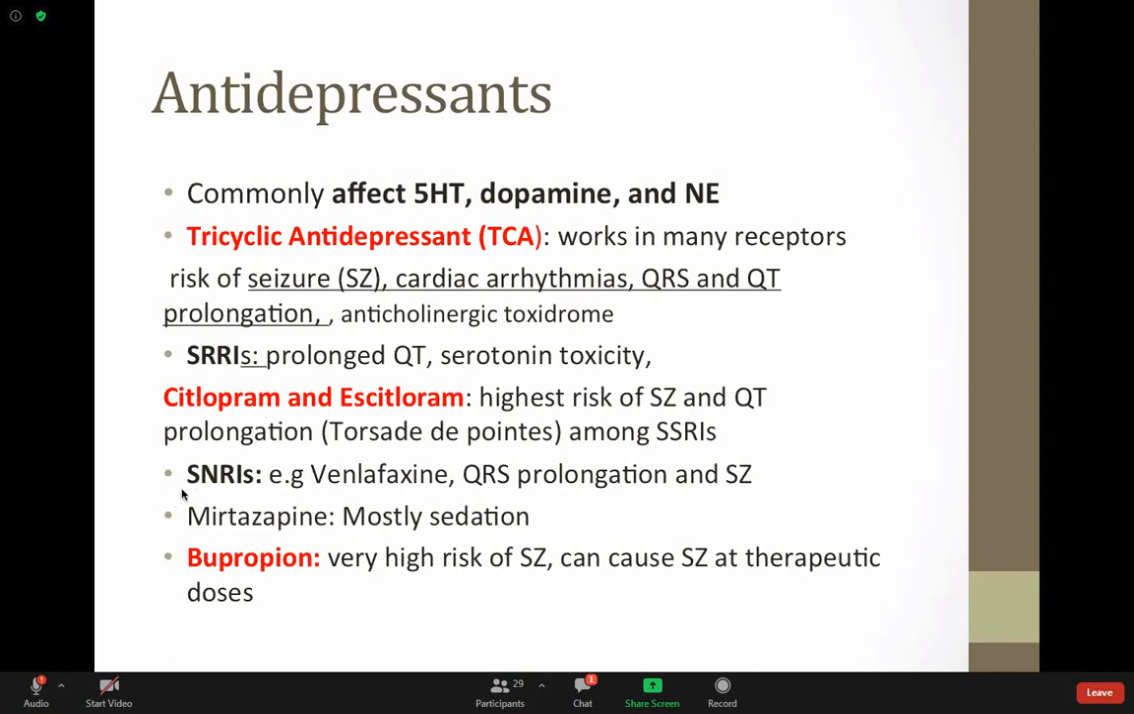There is an atypical antidepressant called mirtazapine, which usually causes sedation in overdose. Usually it's not dangerous. Bupropion is an antidepressant. It causes seizure in therapeutic doses and more seizure in overdose. So if you see bupropion, be ready for treating seizure, and it also causes wide complex tachycardia. We give them sodium bicarb for that. But remember, bupropion is bad for seizure.